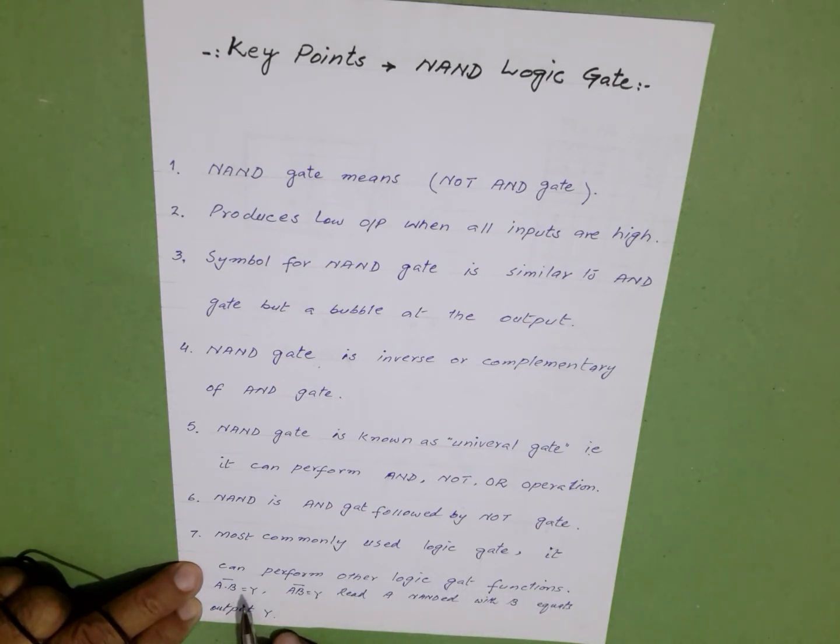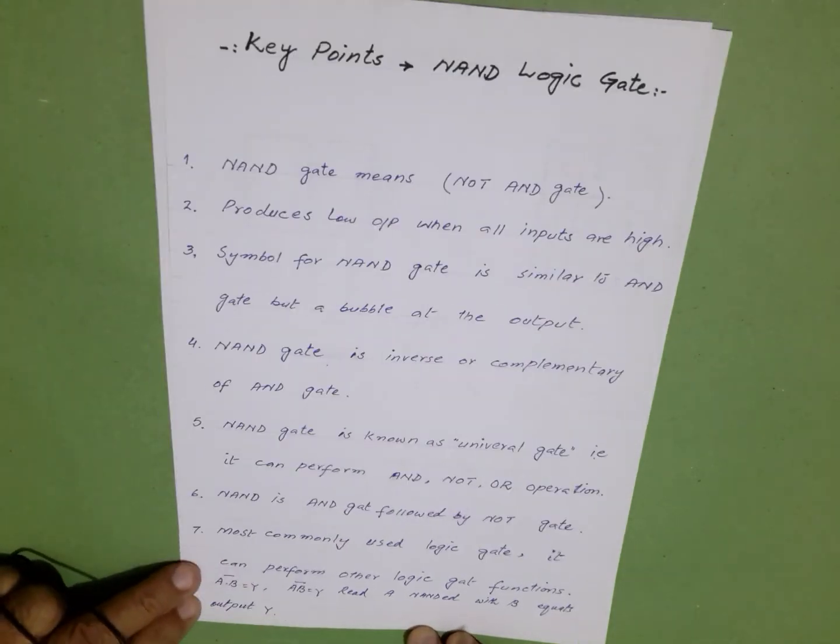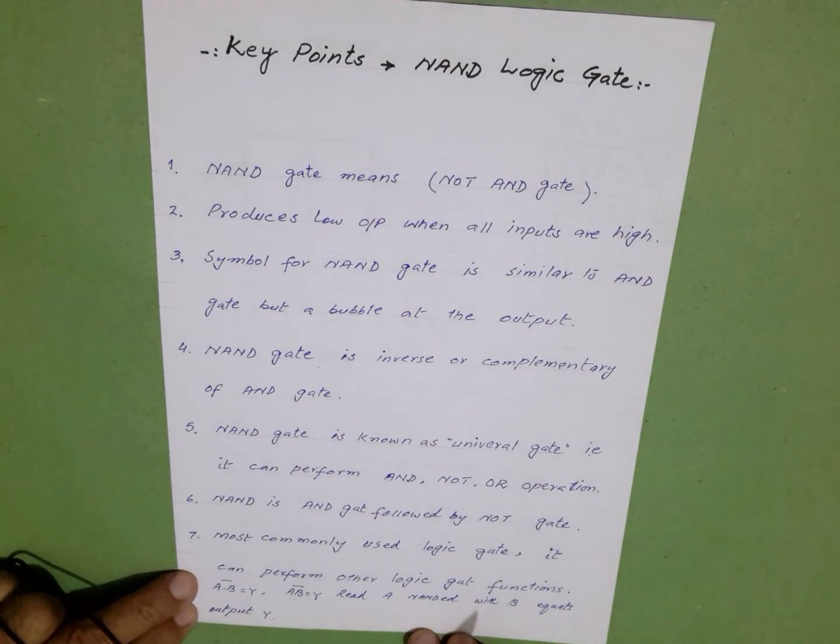A dot B whole bar is equal to Y, or A into B whole bar is equal to Y, and we will read it as A NANDed with B equals output Y. This point is the most important point. This is to be kept in mind.